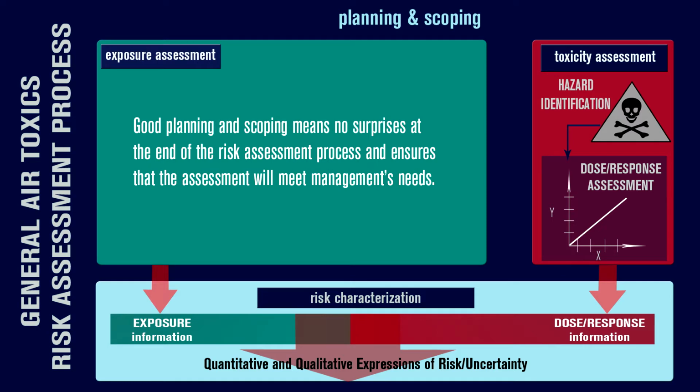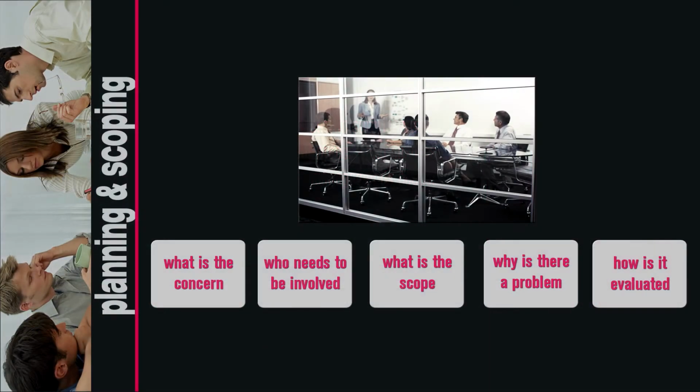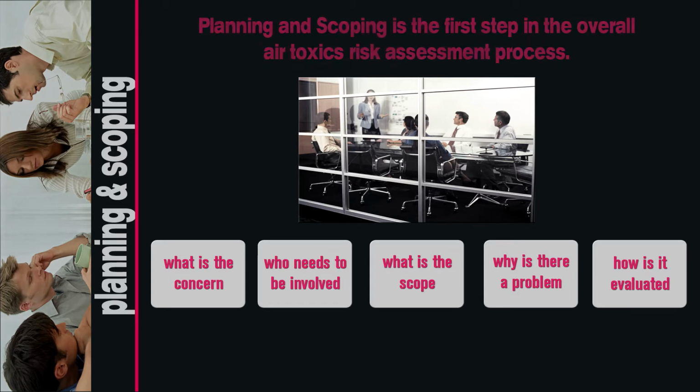Good planning and scoping means no surprises at the end of the risk assessment process and ensures that the assessment will meet management's needs. Here you see a 5-step process for planning and scoping that we will go over in the next few slides. Remember that because planning and scoping is the first step in the overall risk assessment process, everything done in the risk assessment is informed by the decisions made during planning and scoping.